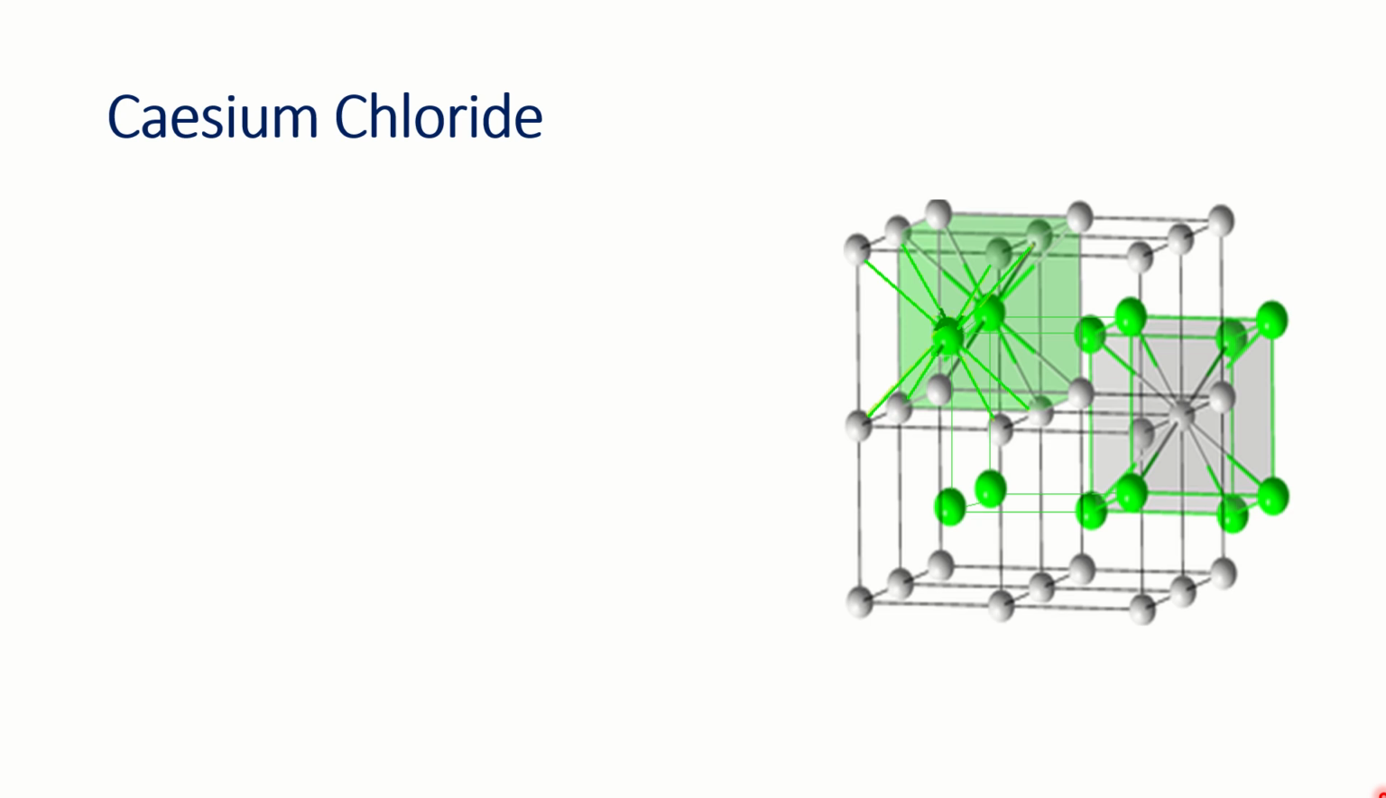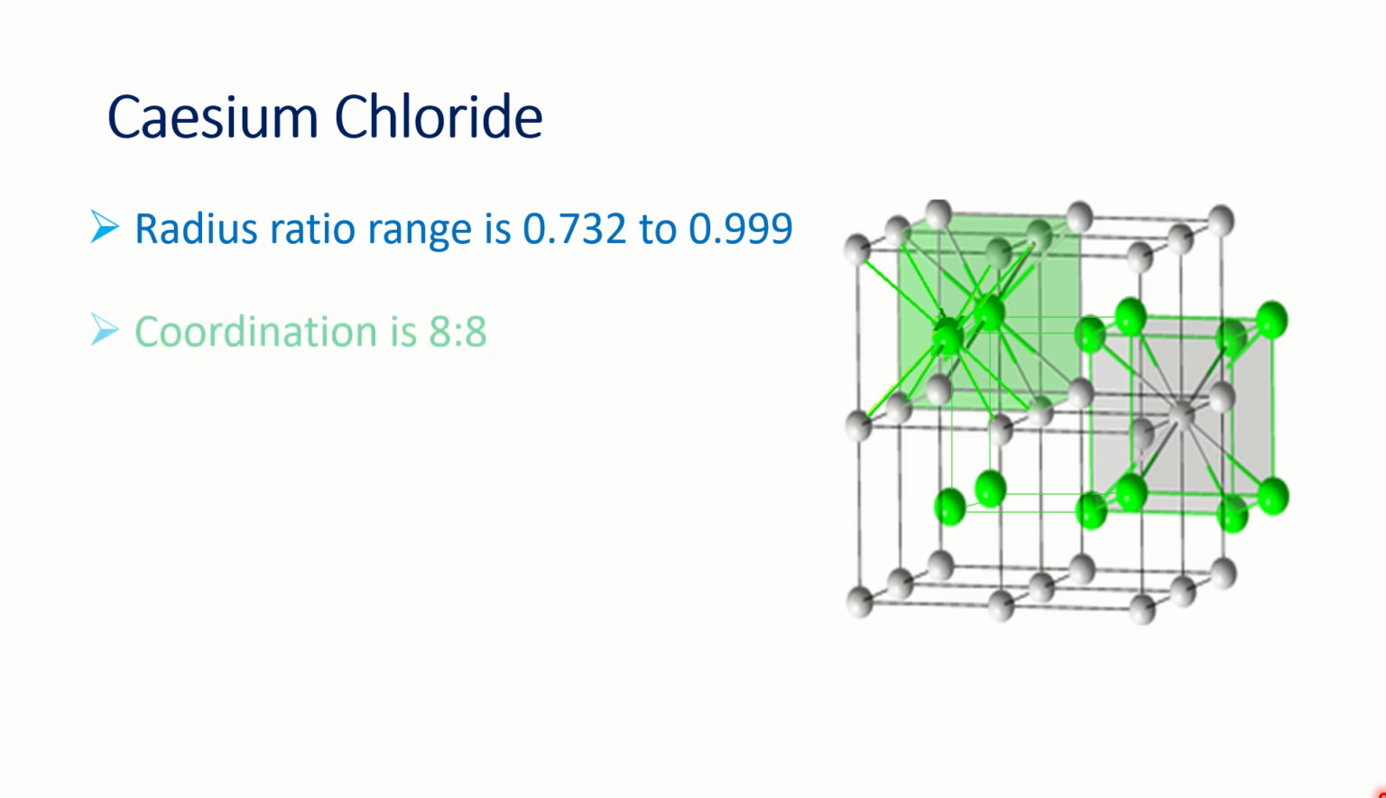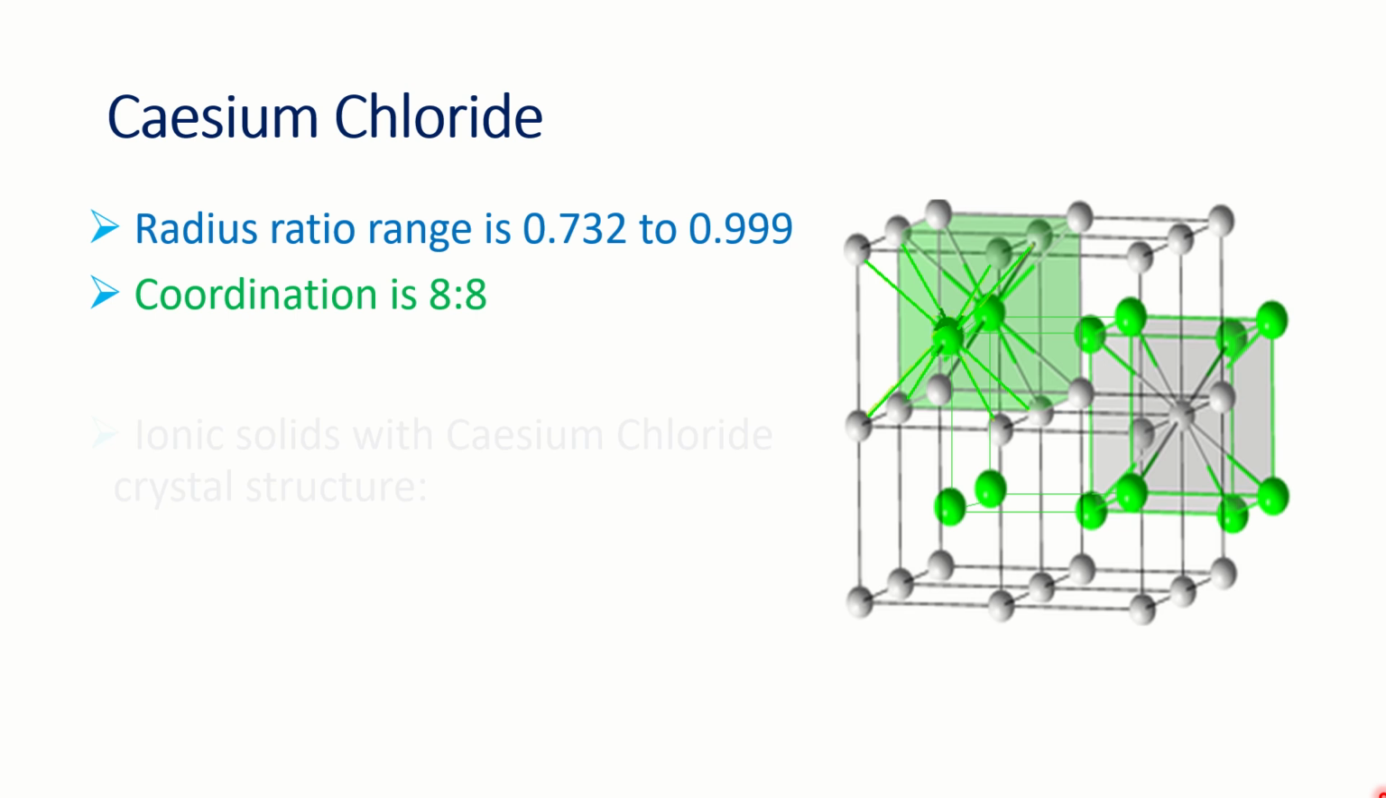Now move on to caesium chloride. Caesium chloride is body-centered cubic space lattice where one cation is surrounded by 8 anions and vice versa. That is, one anion is surrounded by 8 cations. And the radius ratio is 0.732 to 0.999 or 1.000, which supports 8:8 coordination number.